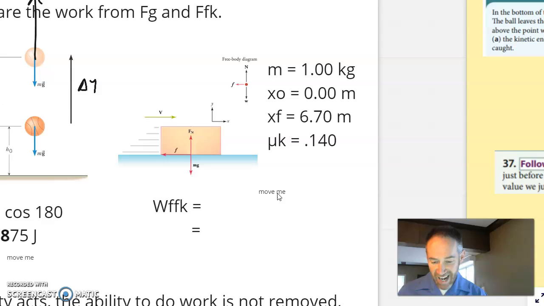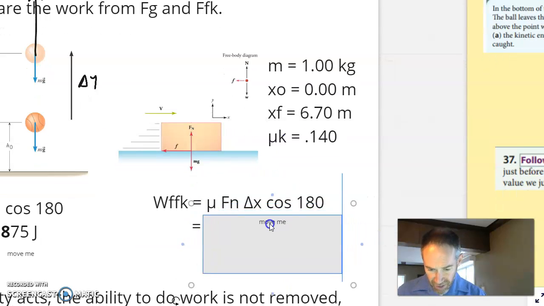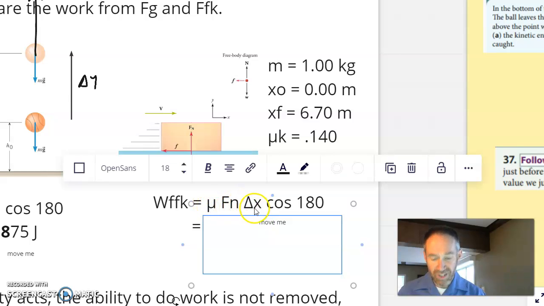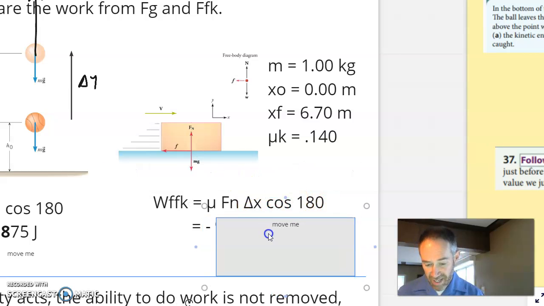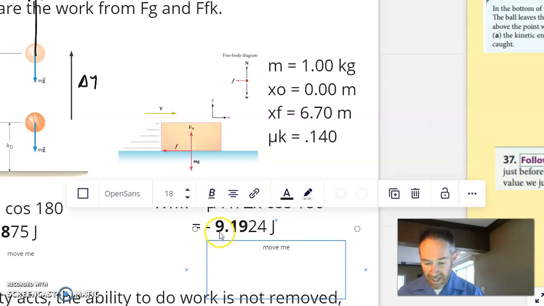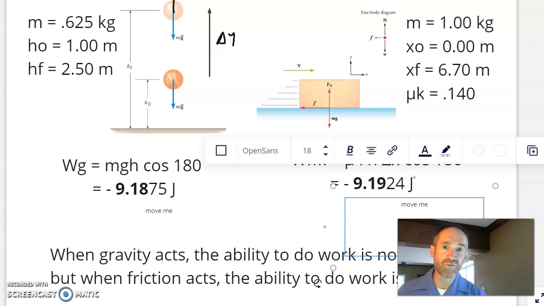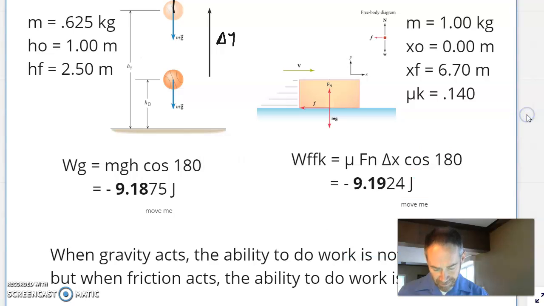Now, similar over on the sliding block, I have the coefficient of kinetic friction times the normal force, which will give me the force, and then times the distance. So that's going to be the coefficient times the normal, there's the force times the distance, and cosine of 180 again. We knew this was also going to be negative because it's slowing down, and if you put those numbers in, you also have a negative 9.19 joule work. Obviously I messed around with the numbers beforehand so that these would come out to the same amount of negative work.